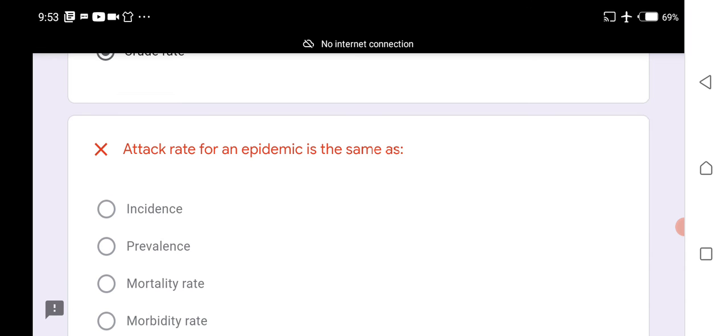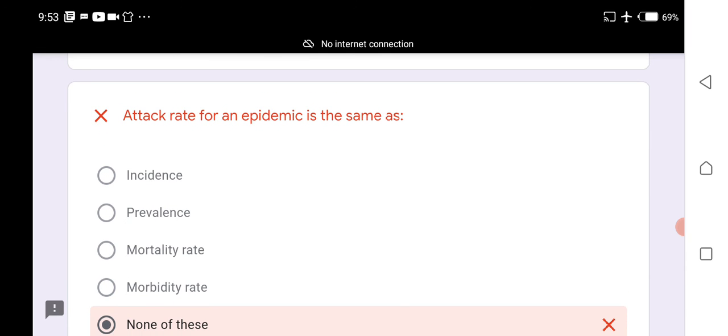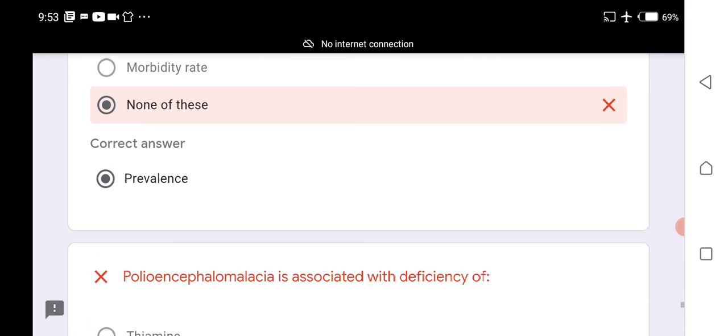Attack rate for an epidemic disease is the same as prevalence.